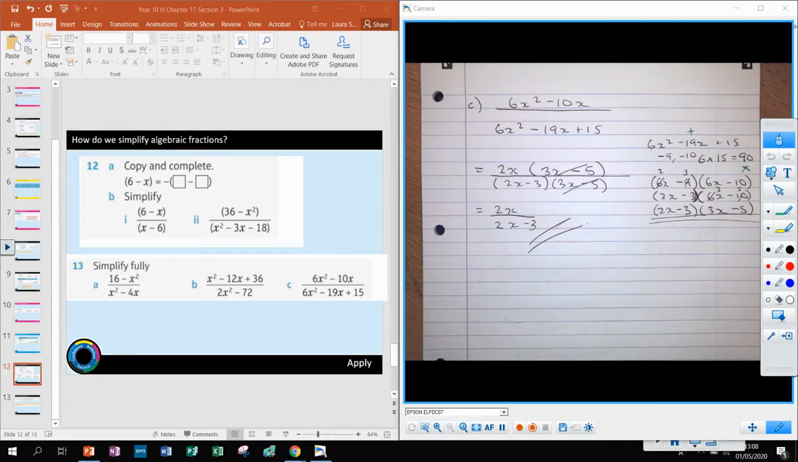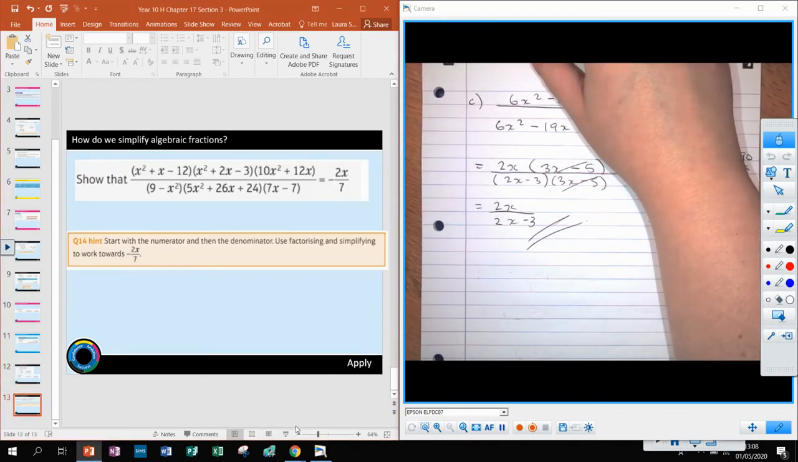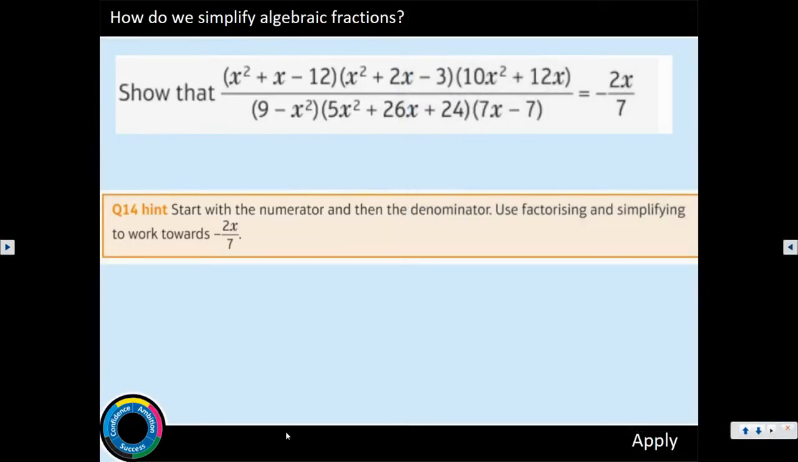But this next question, I want you to really try, factorize everything you can in the numerator and the denominator. Press pause, have a go, see what happens, and we'll go through the solution. So please press pause now.